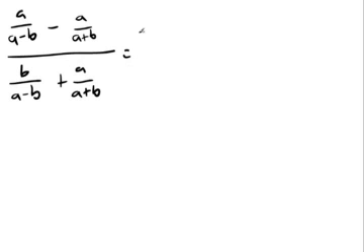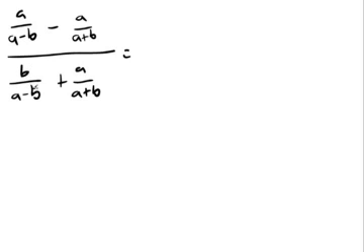Now, in order to yield a common denominator for the values in the complex numerator here, I'm going to multiply a over a minus b by a plus b, which is the value of the denominator of its companion fraction, and the value a over a plus b by a minus b.